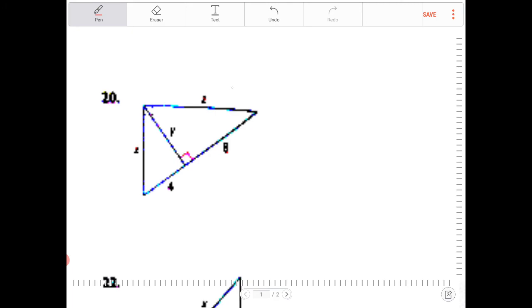Again, I apologize for the grainy image here. So this is x, and then this is z. So I have y squared is equal to 4 times 8. So y is equal to 4 square root of 2, because 4 times 8 is 32. 16 times 2 is 32, so 4 square root of 2.